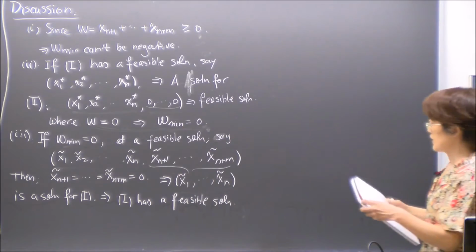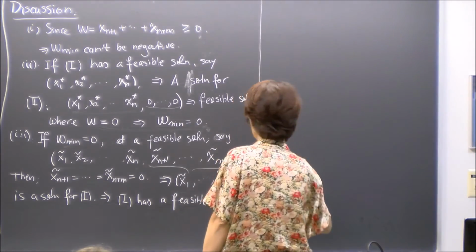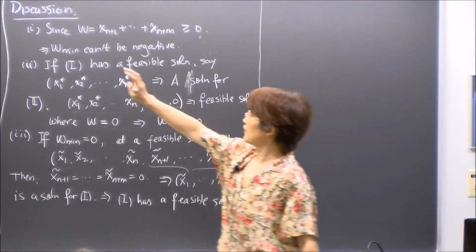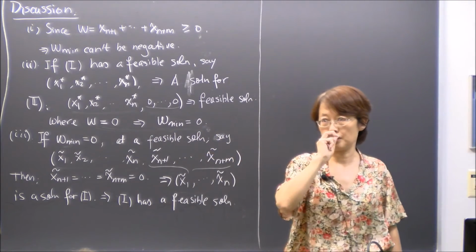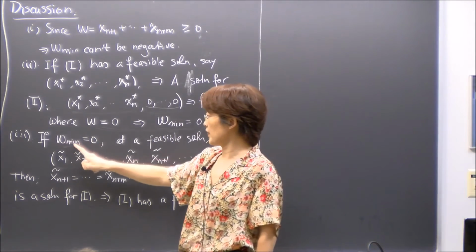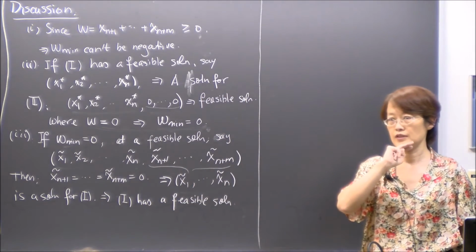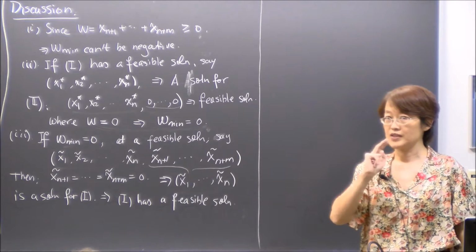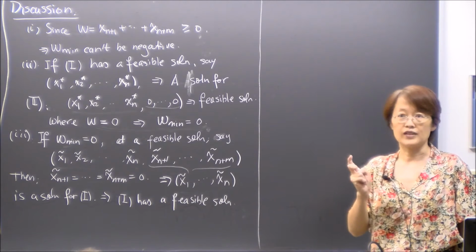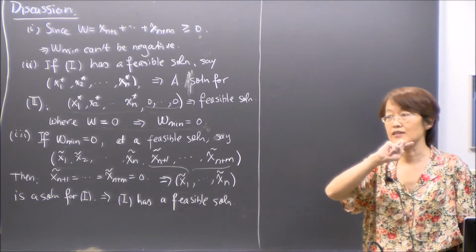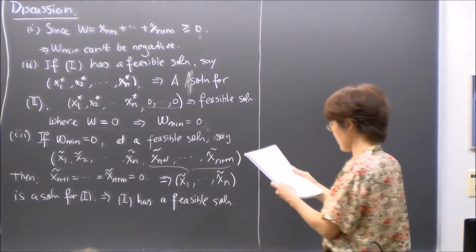Yeah. Is that okay, this argument? So what have we shown now? We have shown that if 1 has a feasible solution, then W min must be 0. And also, if W min equals 0, then 1 has a feasible solution. So what does it mean? These two statements are equivalent, right? One implies the other, and also the other way around. Is that clear? Okay, so let's write this down.